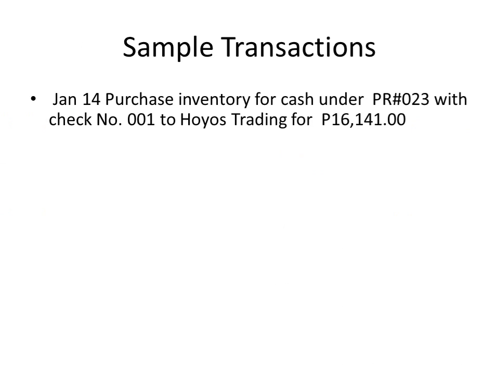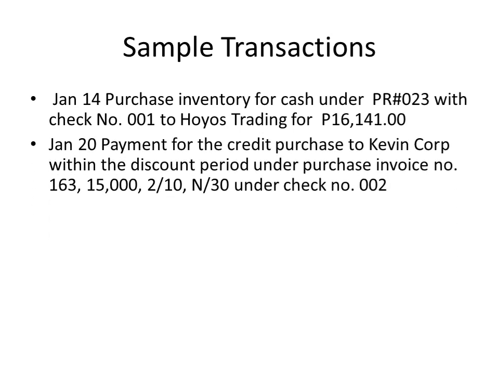So we now have our sample transactions. On January 14, purchase inventory for cash under PR23 with check number 001 to Huyos Trading for 16,140. Next, on January 20, payment for the credit purchase from Kevin Corporation within the discount period, under purchase invoice number 163, 15,000, 2% at 10 days and no discount if paid in 30 days, under check number 002. But take note, it was stated that it was within the discount period.